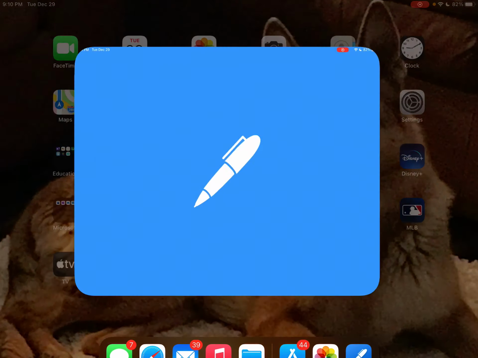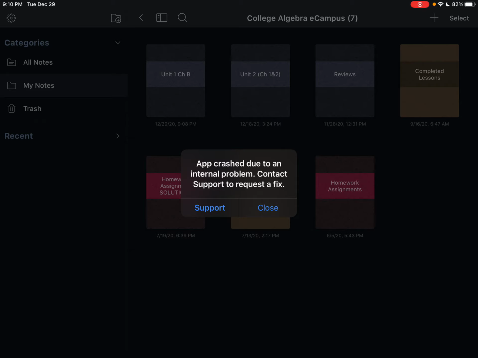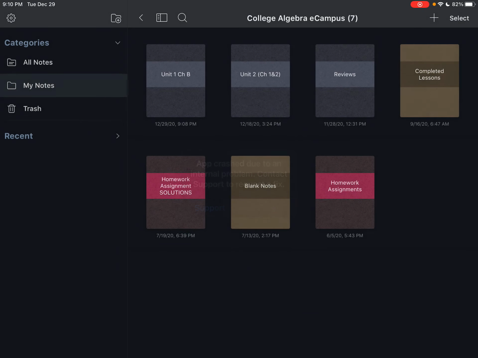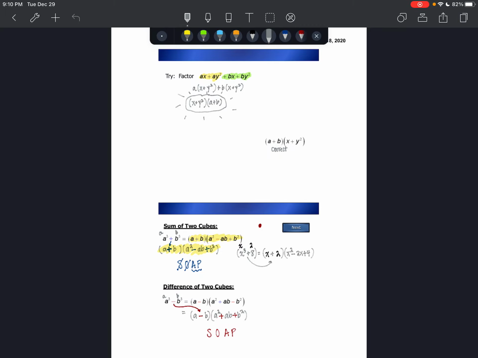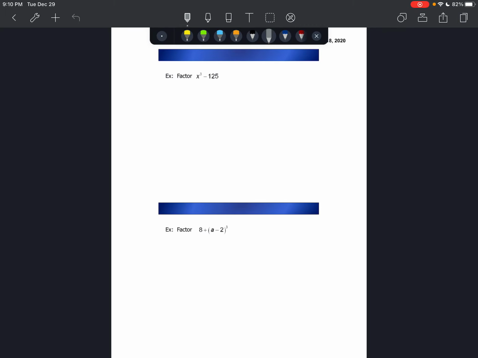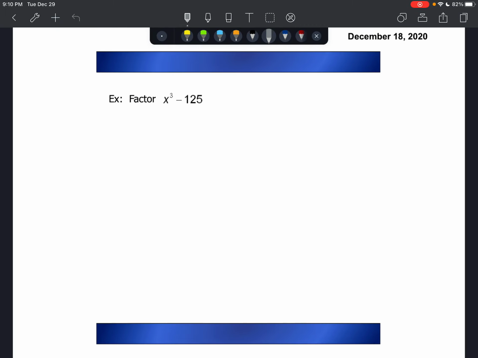Okay, let's try another. That was interesting. It just crashed. It really crashed. It crashed right there. So let me just write it in here. X minus 5, and then x squared plus 5x plus 25. There we go.